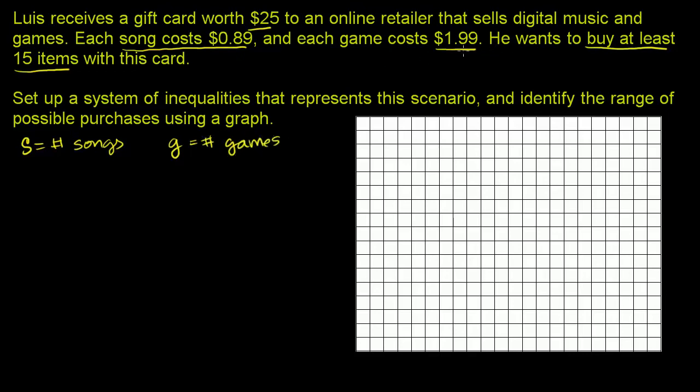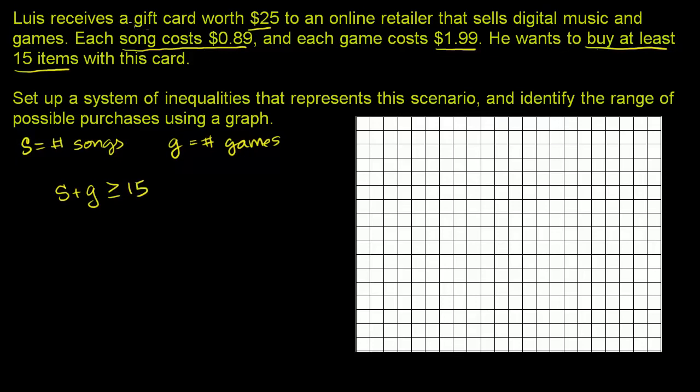Now, if we look at this constraint right here, he wants to buy at least 15 items with this card. So the total number of items is the number of songs plus the number of games, and that has to be at least 15. So it has to be greater than or equal to 15. That's what that constraint tells us right there.